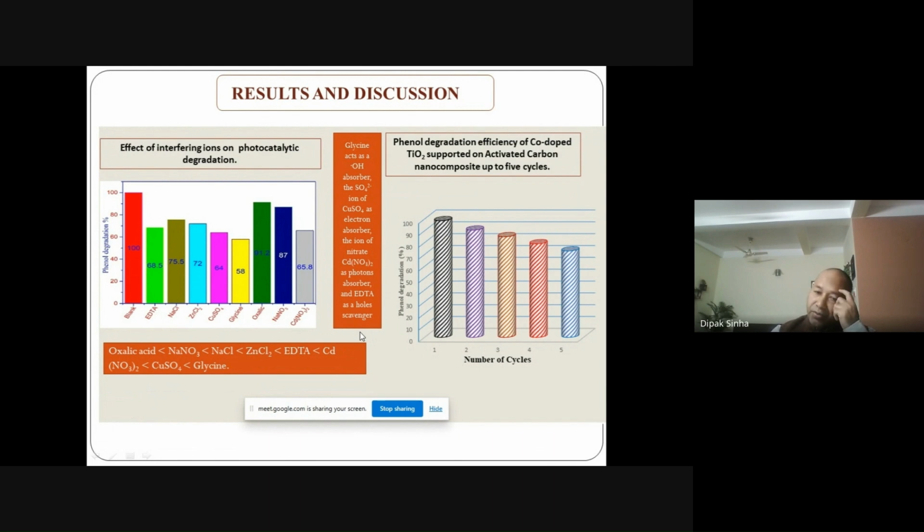You can see in the graph that in the presence of glycine, the degradation goes down from almost 100% to 58%. We have studied different interfering ions, and you can see the results here. Glycine gives 58%, and another one is EDTA, which is known as a hole scavenger. In the presence of EDTA, the degradation also changes from 100% to almost 68%.